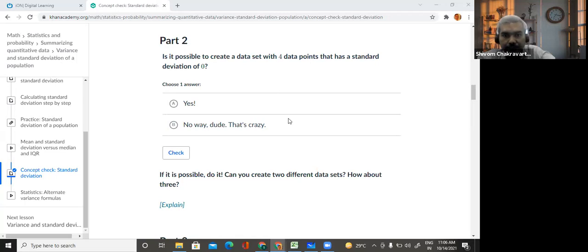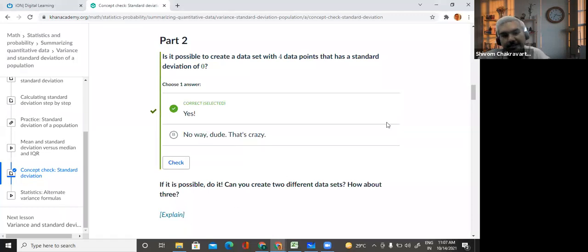And if any of the data points is different, yes or no? We can go with yes. Create a data set with 4 data points. They have not said different data points or same data points. If they had put the word different, then definitely we would have said no way. But right now, it is possible if all the data points are the same. So we can select yes.